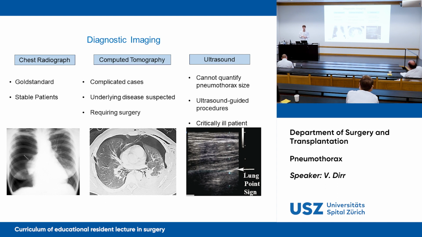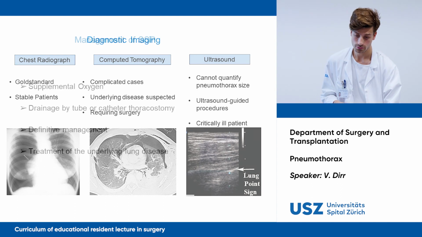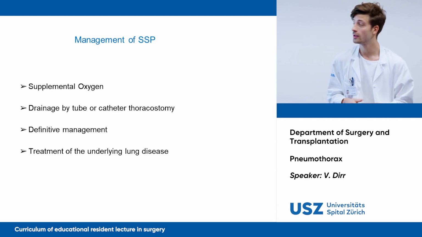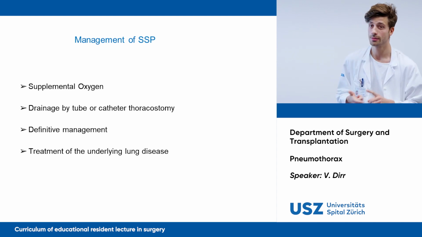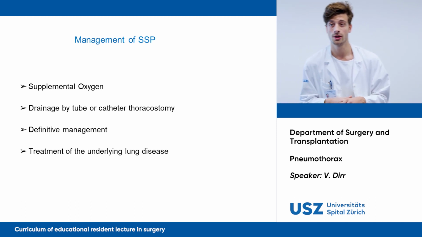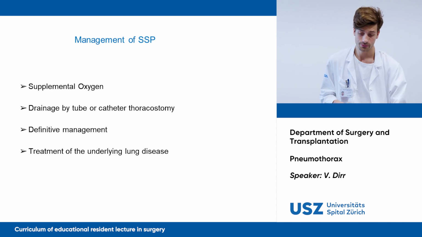This is 100% specific for a pneumothorax, where we can see on one side the pleura is gliding and on the other an absence of pleural gliding, indicating divergence of the parietal and the visceral pleura. So in case of management of a secondary spontaneous pneumothorax, in almost all cases we need supplemental oxygen, we need a chest drain, a definitive management. I will come to that later on in a little more detail. And we have to treat the underlying pulmonary disease.